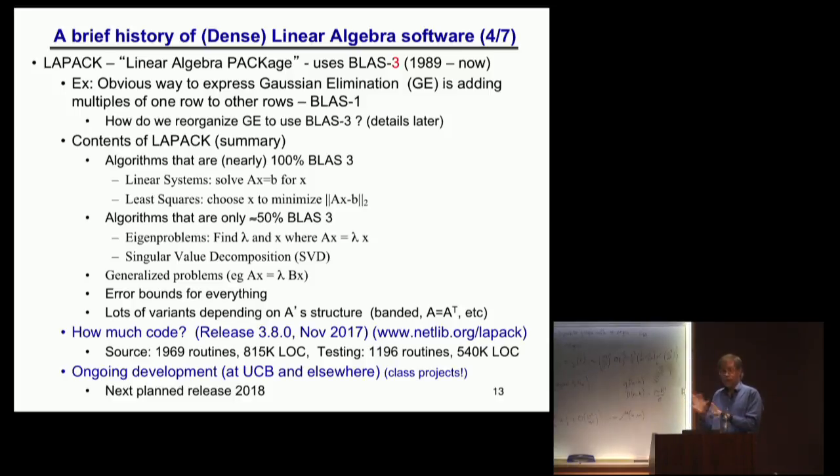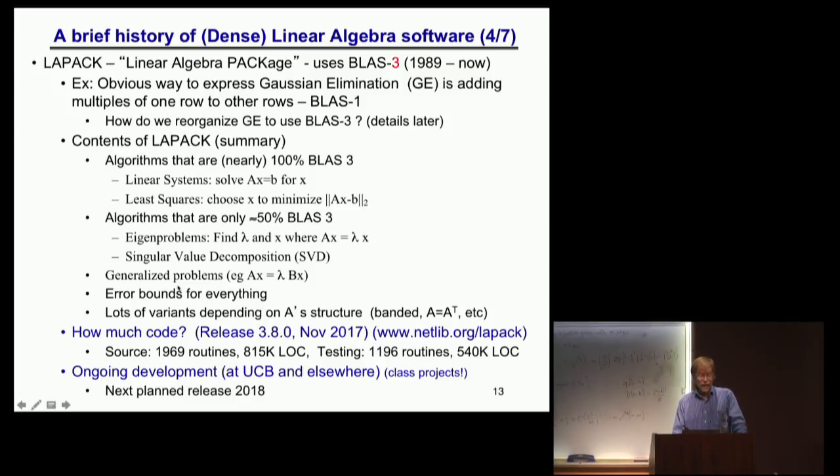But let me just tell you the current state of the art. So the algorithms that we were able to reorganize so that they're nearly 100% BLAS 3, there's still a little bit of non-matrix multiply: linear systems, so Gaussian elimination, least squares for sure. There are a bunch of other algorithms that are only half BLAS 3, and the other half is still BLAS 2, because we couldn't figure that out at the time. So that's eigenvalue problems and the SVD. And I should say there's lots of innovation that's gone on since then in potential class projects, but that's the current state of the libraries.